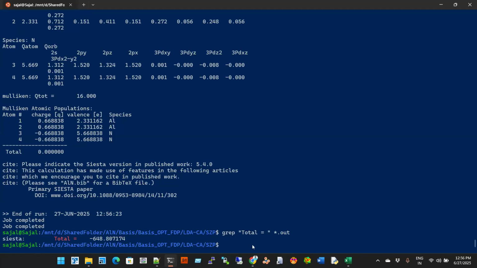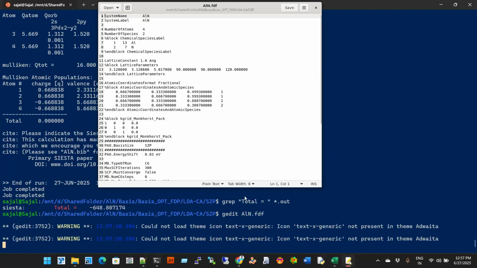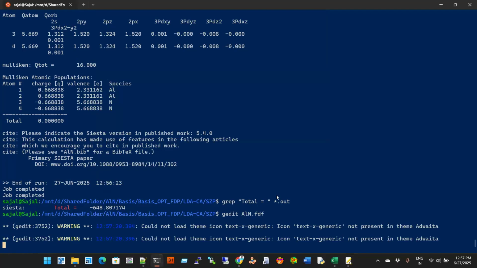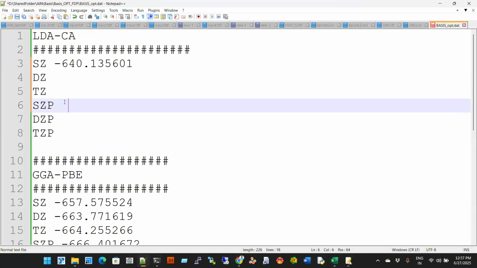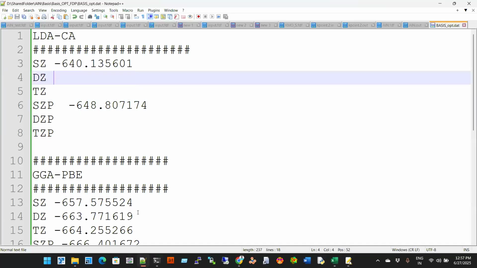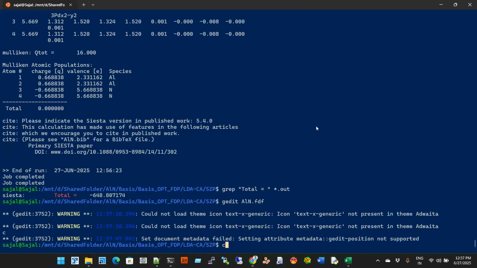I calculated the SZP. Okay, for SZP it has been completed, but this one is for SZP. Then DZ. I have to go to the DZ folder. cd DZ.